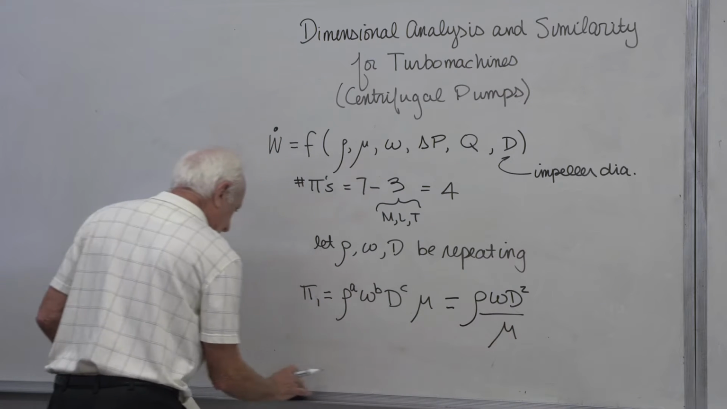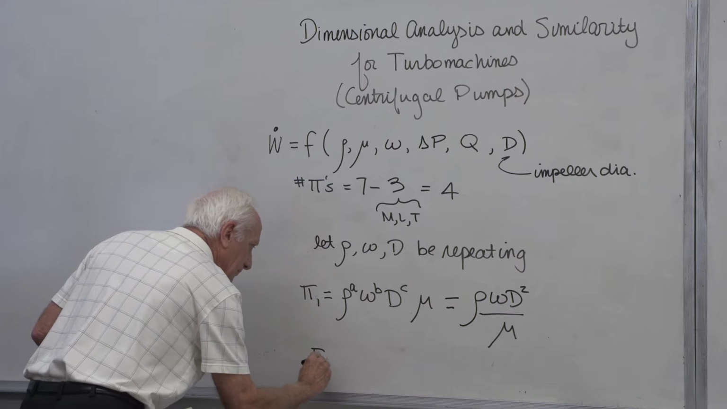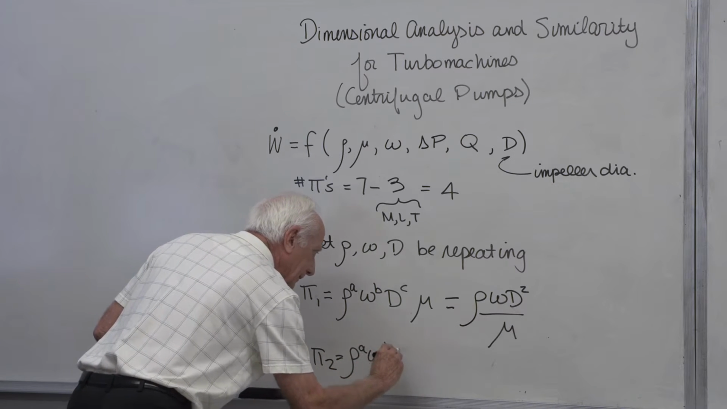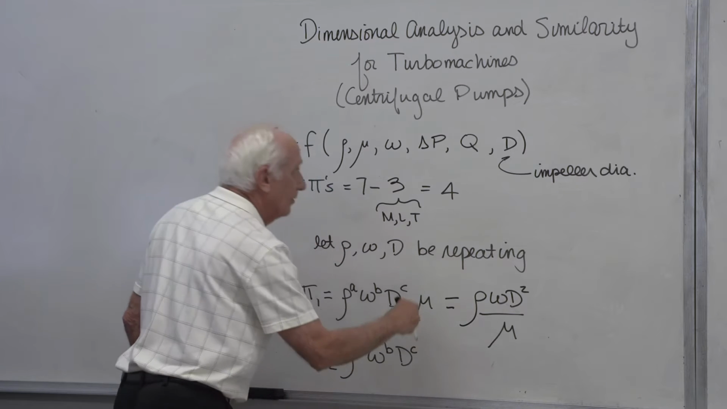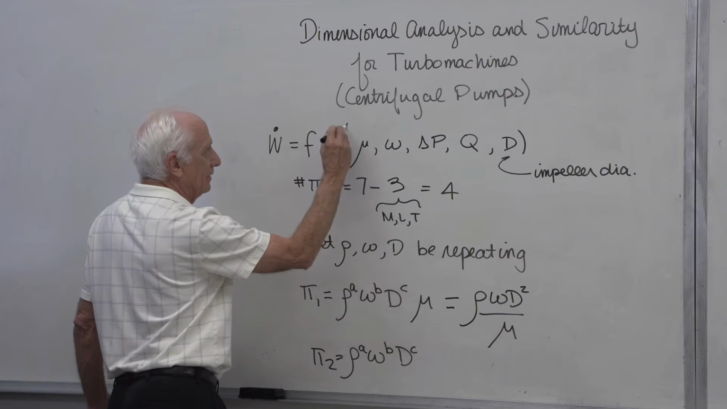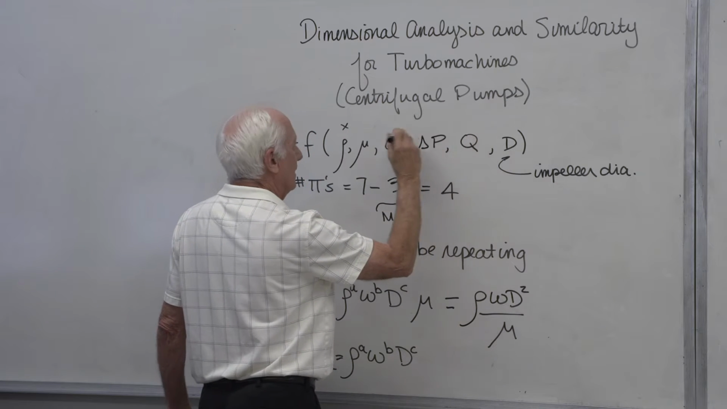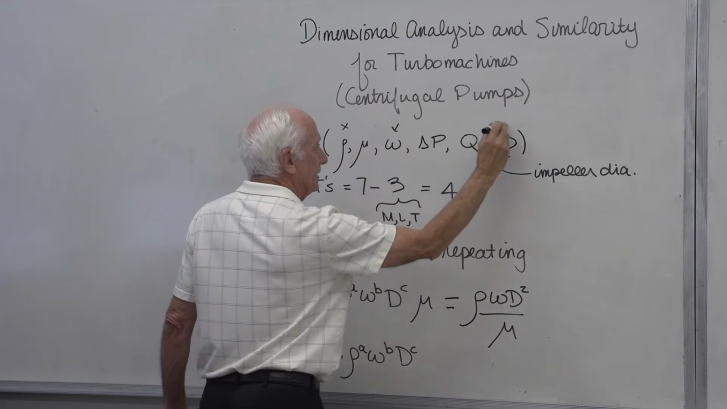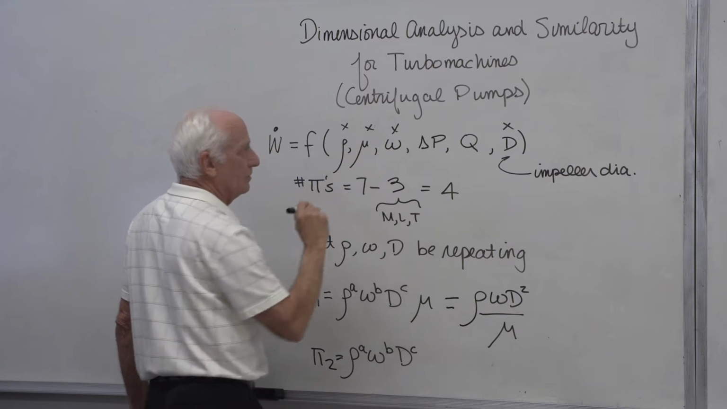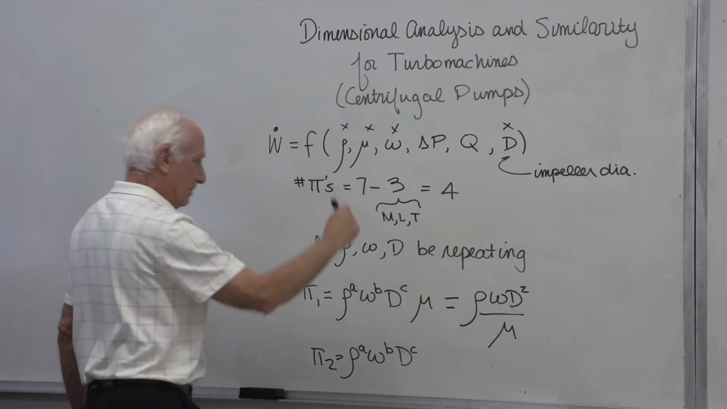And then I let pi 2 equal rho to the a, omega to the b, d to the c. I don't use mu again now. I use another one I didn't. I can't use these three: not rho, not omega, not d. I just use mu. Okay, I'll use Q now.